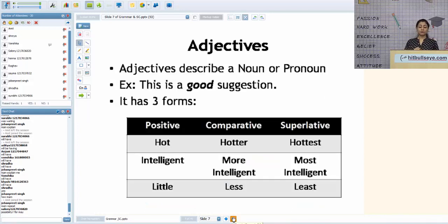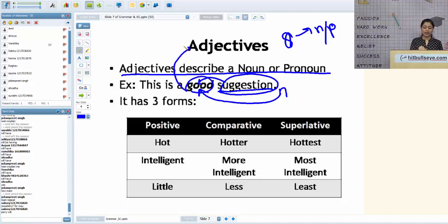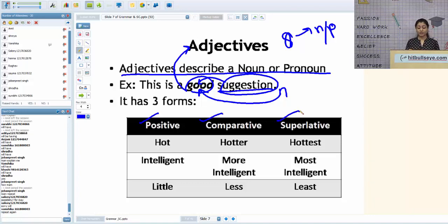Wrapping on verbs, we'll move on to adjectives. Adjectives tell us about a quality of noun or pronoun, as written here. So suggestion here is a noun. And how is the suggestion? It's a good one. It could be a bad one too, but then the quality of the suggestion is good. Hence, good becomes our adjective. Again, adjective, because it's a quality, it has 3 forms and it can be compared. The first one is positive, the next is comparative, the third is superlative.